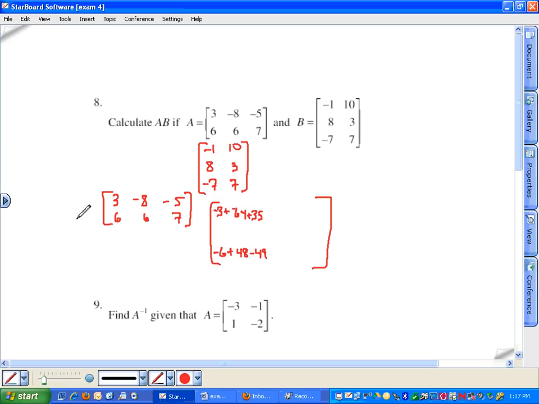Okay. This entry right here in this spot, this is the first row, but second column. First row, second column. Now, 3 times 10 is 30. Negative 8 times 3 is negative 24. 5 times 7 is negative 35. Now this last entry here, this is the second row, second column. So second row down here, first column over there. 6 times 10 is 60. 6 times 3 is 18. 7 times 7 is 49.